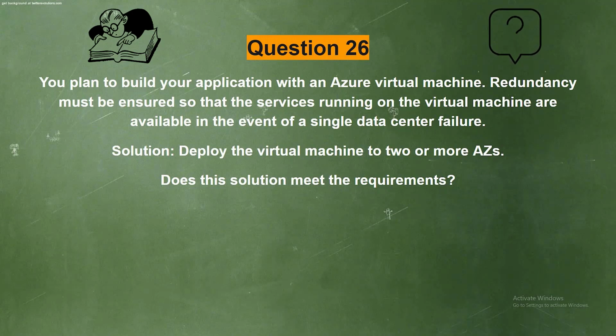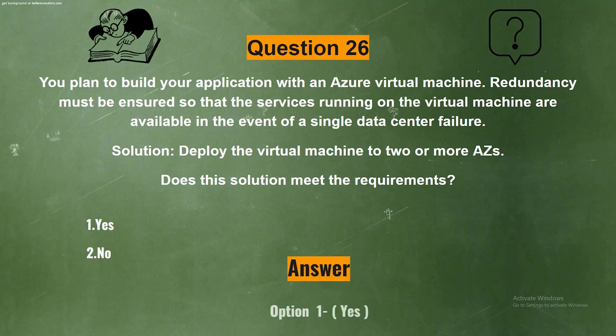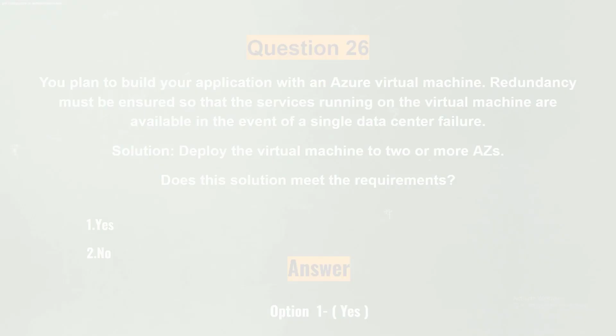Question 26. You plan to build your application with an Azure virtual machine. Redundancy must be ensured so that the services running on the virtual machine are available in the event of a single data center failure. Solution: deploy the virtual machine to 2 or more AZs. Does this solution meet the requirements? And the options are: Option 1, yes. Option 2, no. And the correct answer is Option 1, yes.